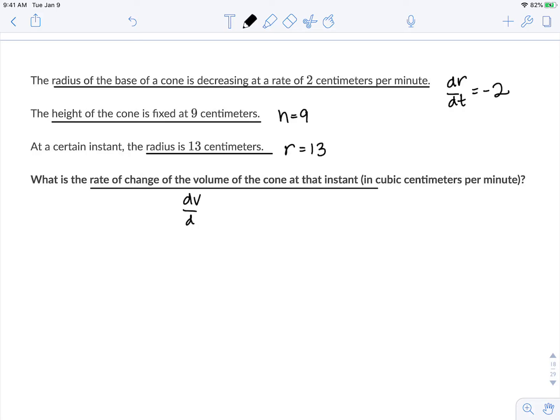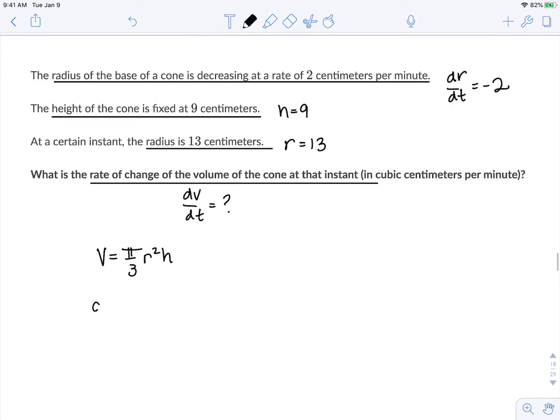So we're looking for dV/dt. If we're looking for dV/dt, we should start with the formula for the volume of a cone, which is pi over 3 times r squared h. I'm going to differentiate this implicitly with respect to time.